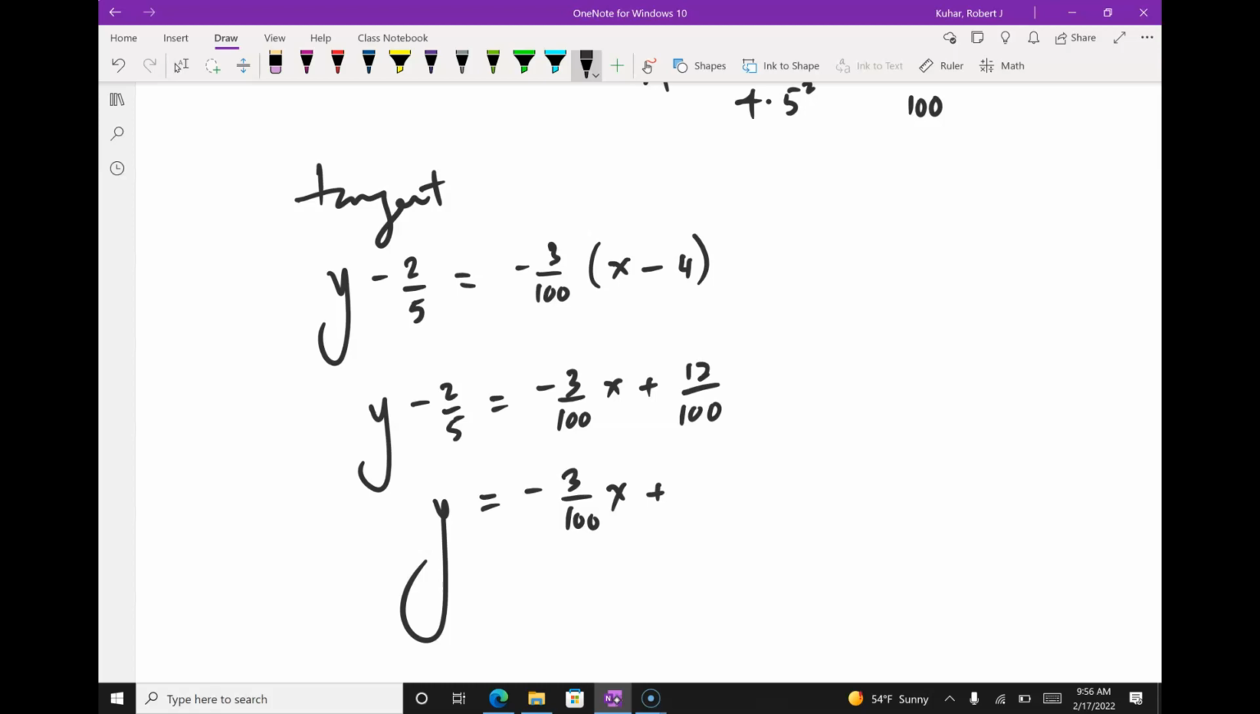Right, so what do I get? Help me, 3/25ths. So final answer, y equals minus 3/100ths x plus 13/25ths.